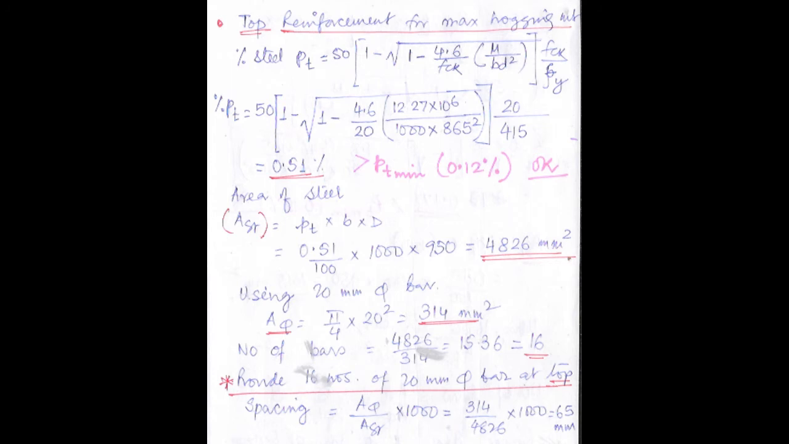So what will be our conclusion? Our conclusion is: provide 16 numbers of 20 millimeter bar at top as the longitudinal reinforcement. Spacing you can also find by this formula: spacing Sv is equal to phi by AST into 1000, so that gives us 65 millimeter.